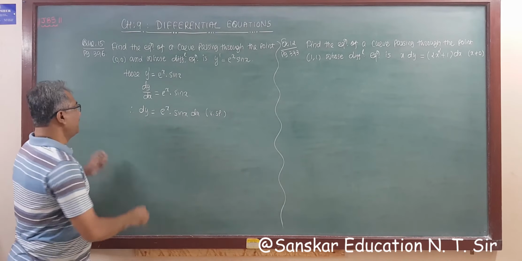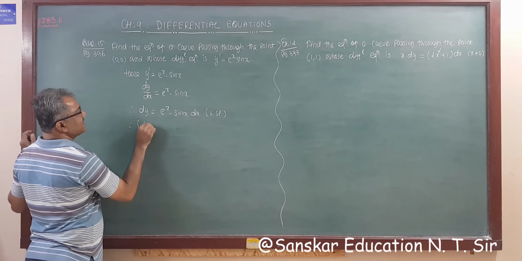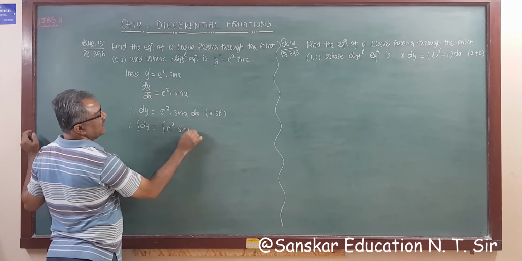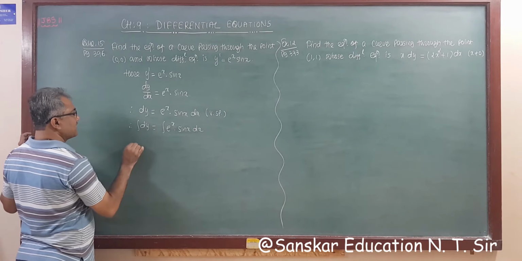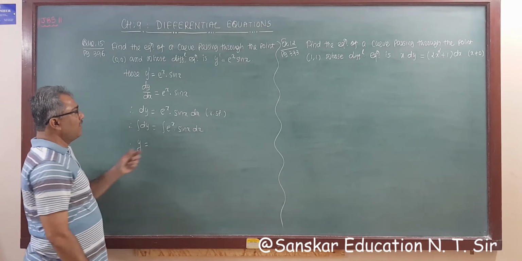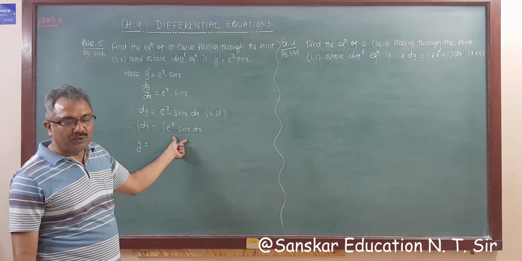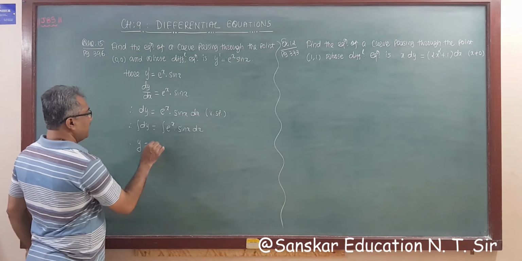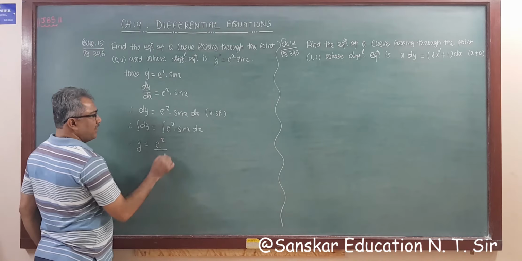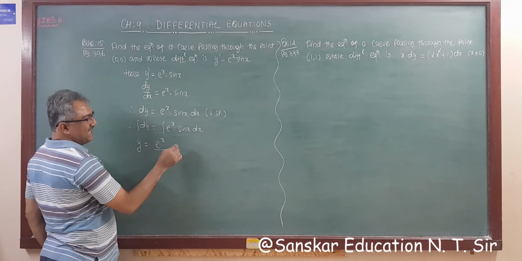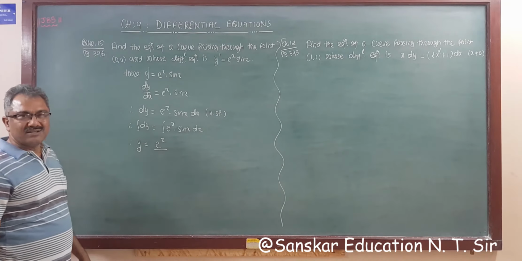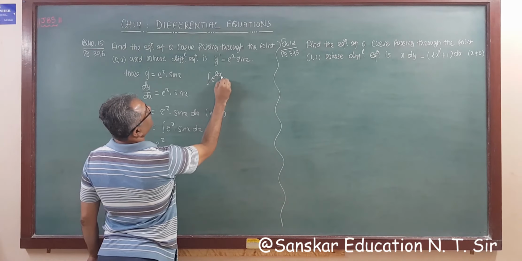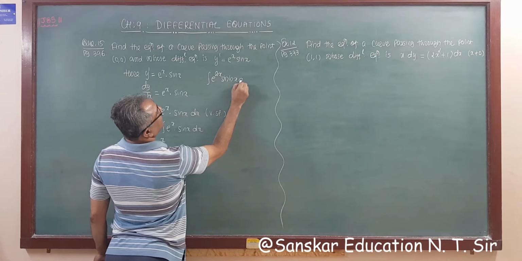Now integrating, we get integration dy is equal to integration e raised to x sin x dx. So the answer of this is y is equal to, now you know a formula, the formula for integration of e raised to ax sin bx dx. So what is your answer? e raised to x upon a square plus b square. a is 1, b is 1. I think you may have forgotten this formula, integration e raised to ax sin bx dx.